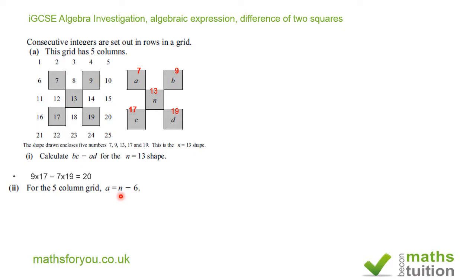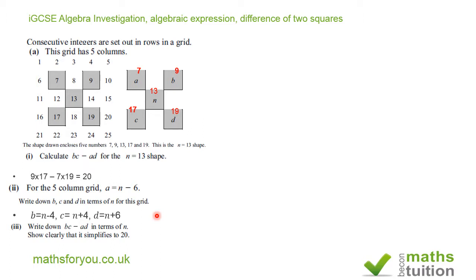Right, it then says for the 5-column grid, A is equal to n minus 6, which will give us 7. Okay, and then we want to find B, C, and D in terms of n. Right, so now we got that B is equal to n minus 4, because 13 minus 9 will give us 4, and C is n plus 4, because 13 plus 4 will give us 17, and D is n plus 6, because 13 plus 6 will give us 19.